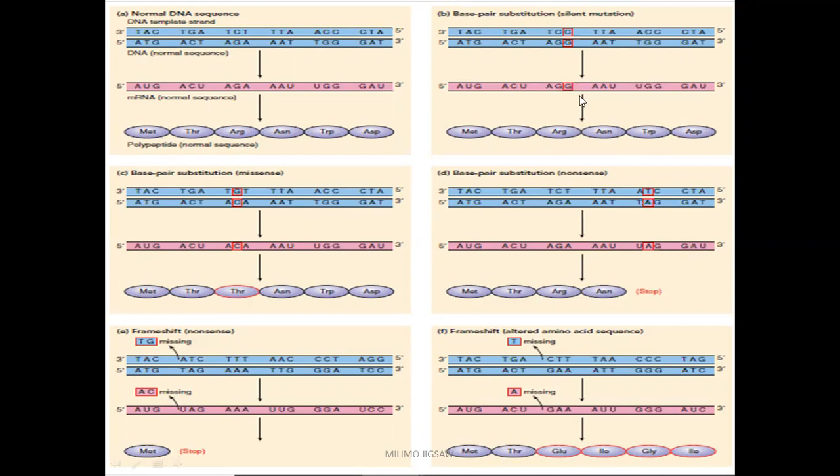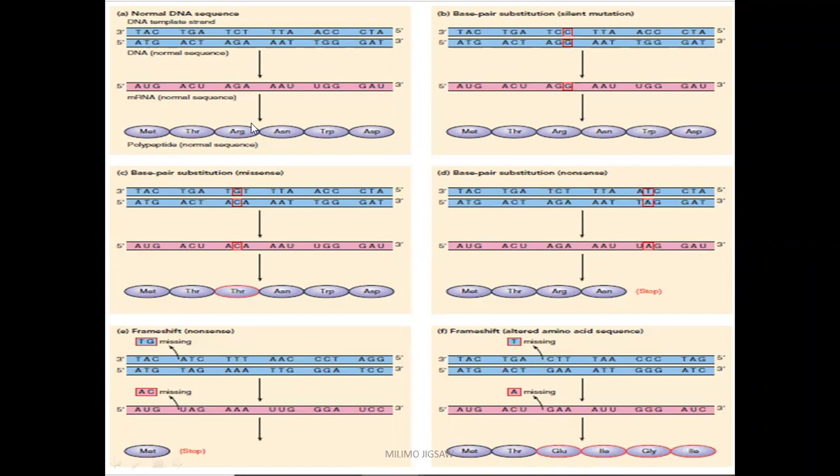So in this case, the third amino acid will still be arginine because of the degenerate nature of the genetic code. And then we have what are known as missense mutations. The base pair substitutions which result in a replacement of one amino acid by another are what are known as missense.